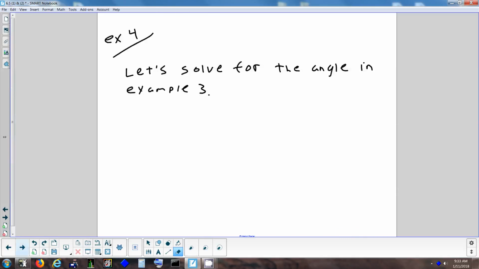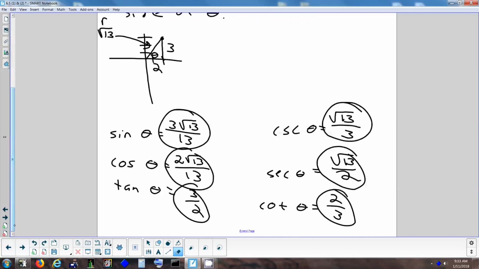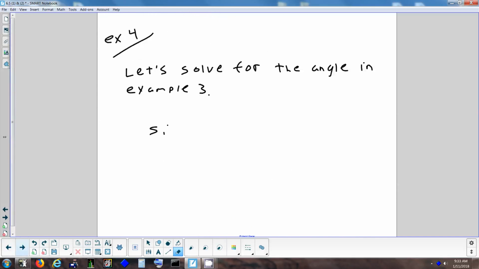Let's solve for that angle. I want to know how big it is. Now, any one of those 6 equations is enough information. If I solve any of them, I get how big the angle is. Let's stick with one that's pretty easy to solve. Sine of theta equals 3 root 13 over 13. Okay, so how would I take that to the next step now and get theta by itself? What trig function would I have to use?